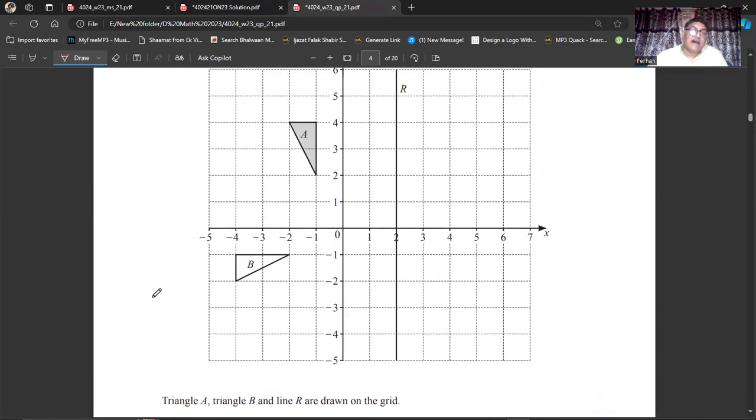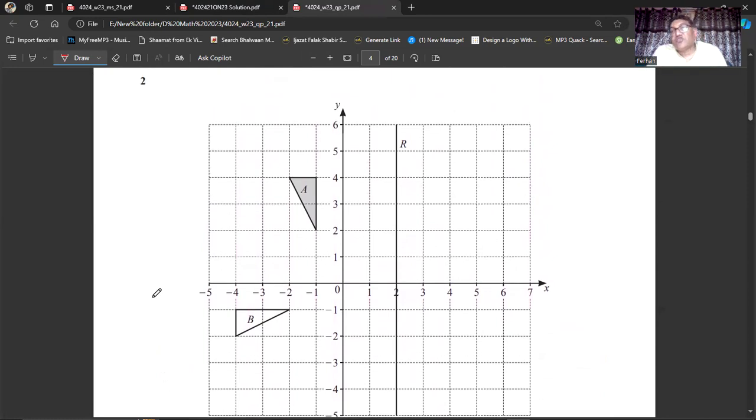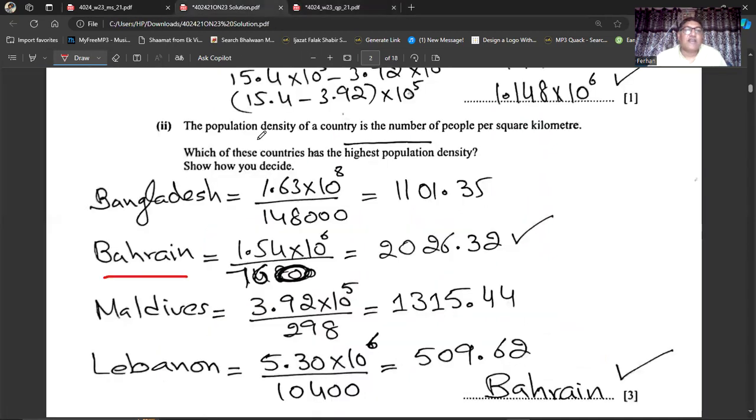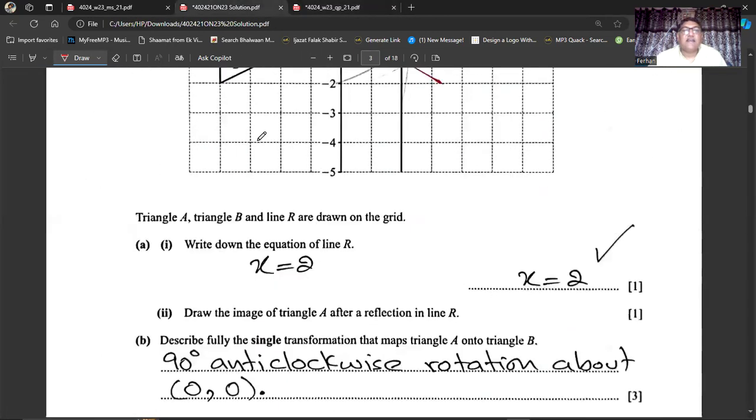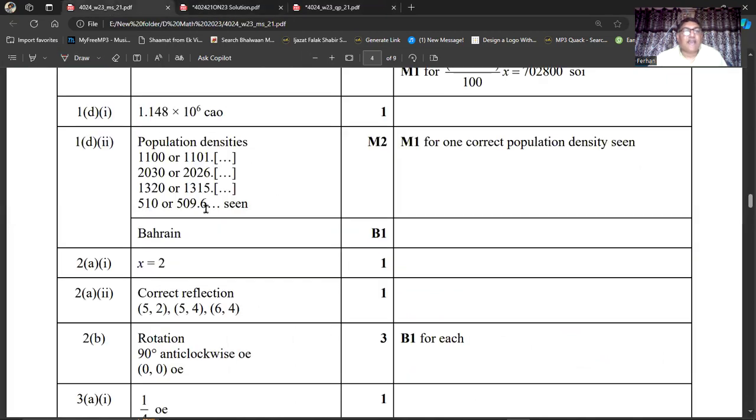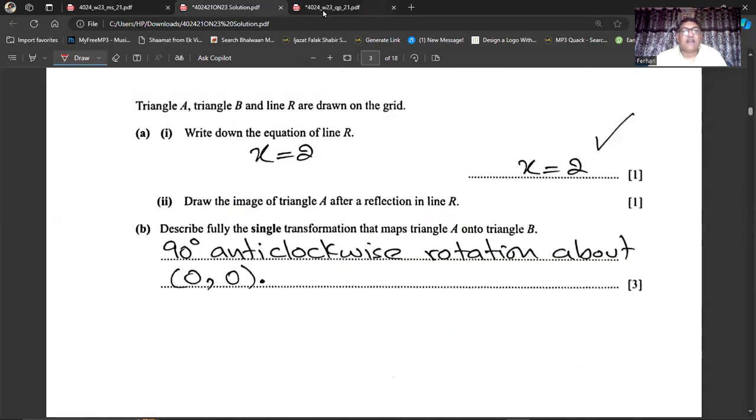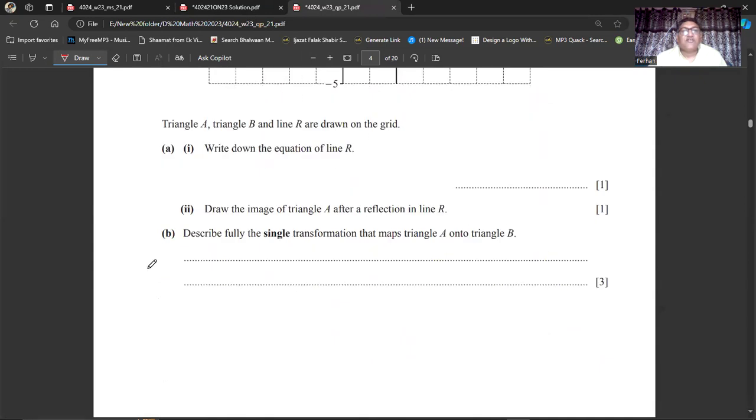You see this line R, basically this line R is a vertical line. So the equation of the vertical line is simply x equals to a number. And what is that number? That number is this x-intercept. So the equation of the line R will be x equals to 2. The equation of the line R is x equals to 2. X equals to 2 is the right answer. This is my answer.